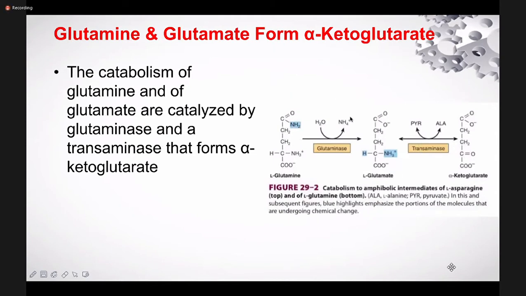So you already know this. Glutamine, again catalyzed by glutaminase, becomes glutamate. And then the glutamate is also acted upon by transaminase and goes back to alpha ketoglutarate. So it enters again the tricarboxylic acid cycle.